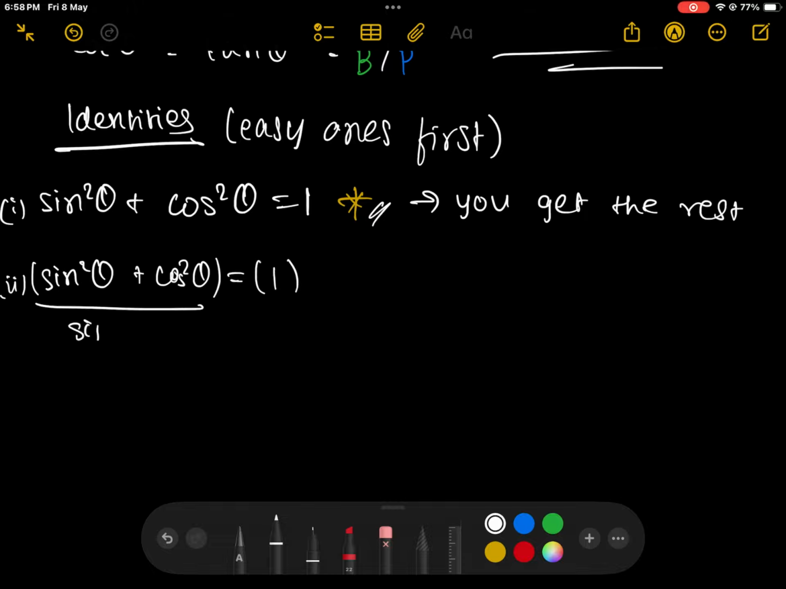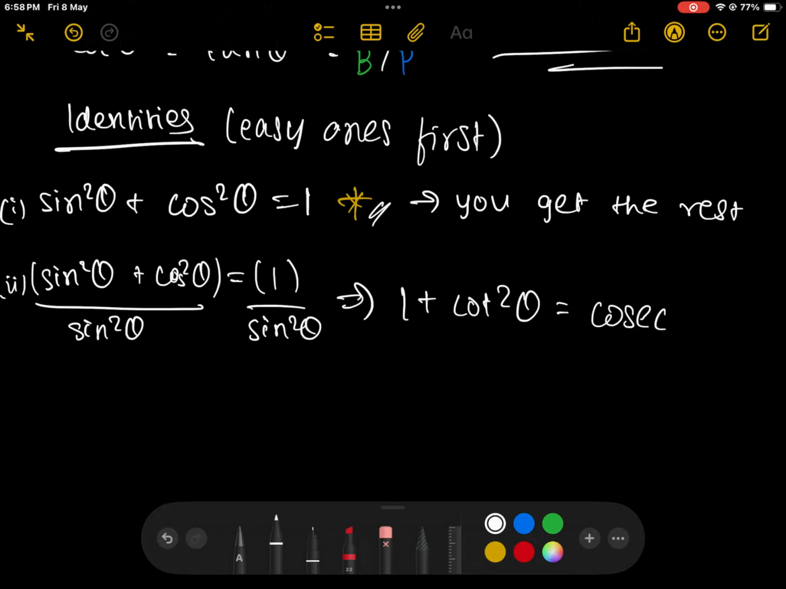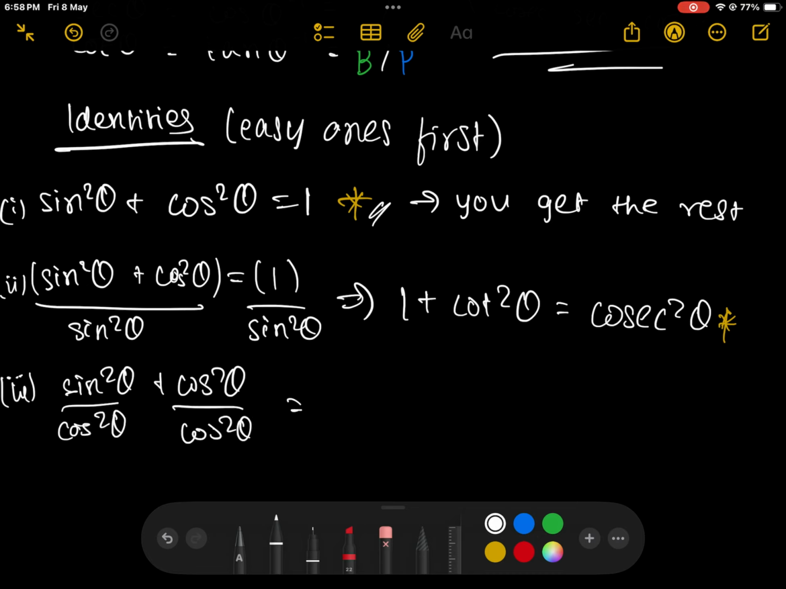So here you can divide it with sine square theta. It'll still be the same, but then you just get it for other trigonometric functions. You see, from sine and cos you got cot and cosec. Now if you divide the whole thing on both sides by cos square theta, you'll get tan square theta plus 1 equals sec square theta. That's pretty cool, right?